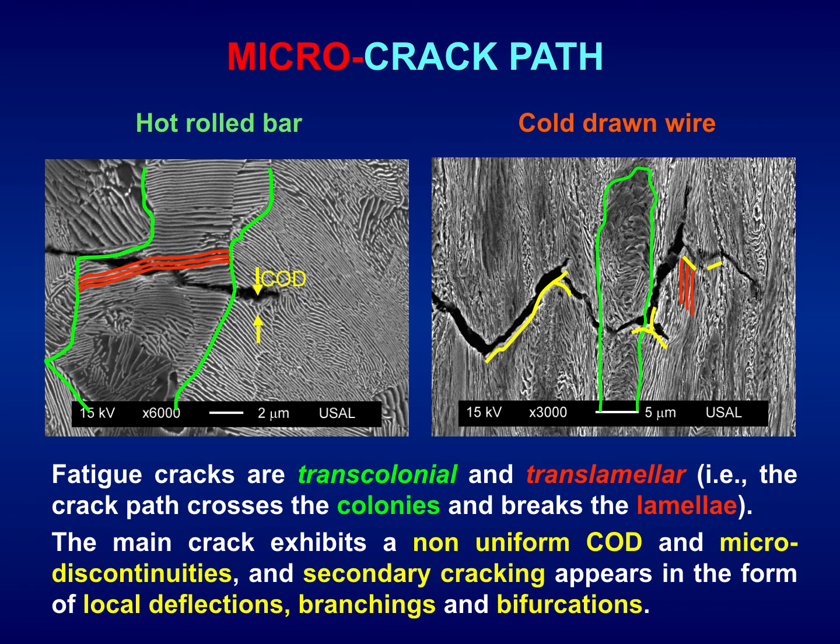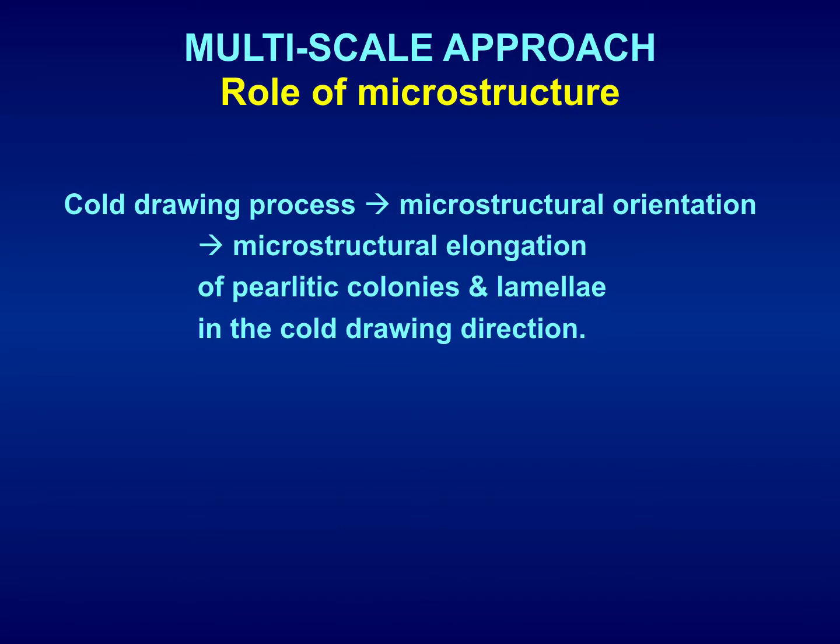Fatigue cracks, the main cracks, exhibit a non-uniform COD and micro discontinuities, and secondary cracking appears in the form of local deflections, branchings, and bifurcations. The role of microstructure is as follows.